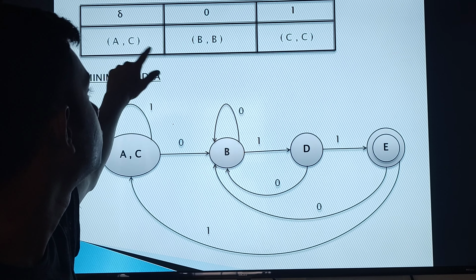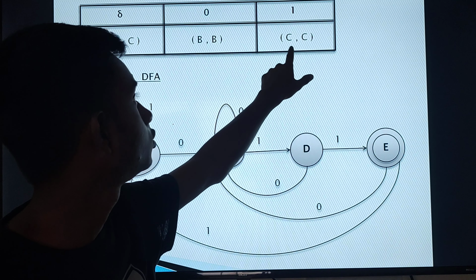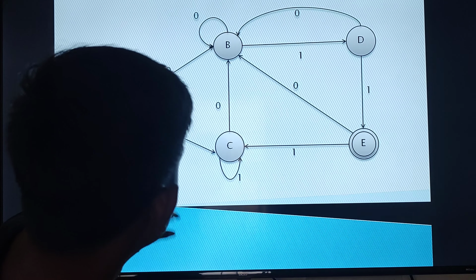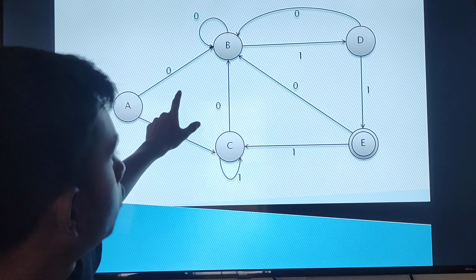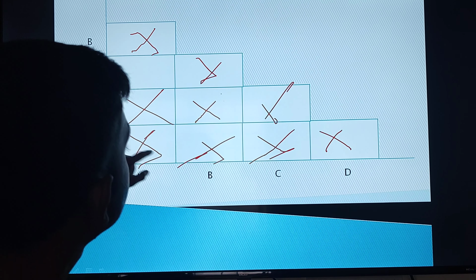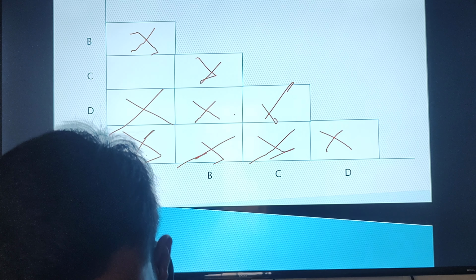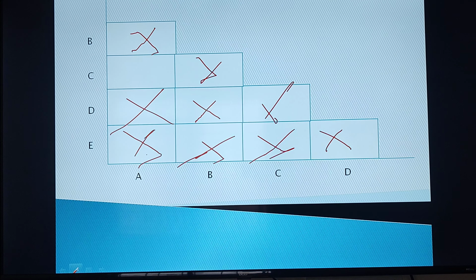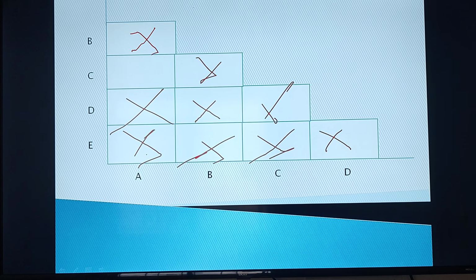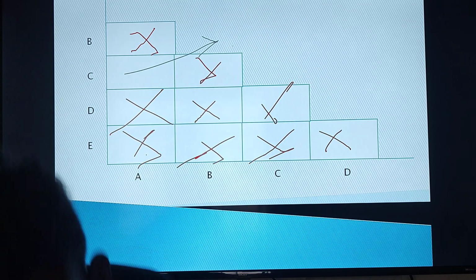Now we are left with A comma C. For A comma C, on 0 it is going to B comma B, and on 1 it is going to C comma C. All are non-final states. Now let us check this transition table. B comma B, no state. C comma C, no state. So we are only left with A comma C. So this will be our new state.